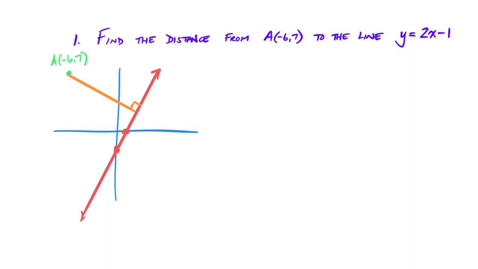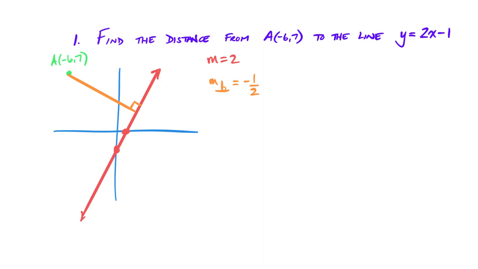Okay, what do I know in the problem? Well, first off, I know that the slope of that red line is 2. I can read it because it's in slope-intercept form. Well, if I also know that my orange line has to be perpendicular to the red, then I know that any perpendicular slope to that has to be its negative reciprocal. So flip it, change the sign.